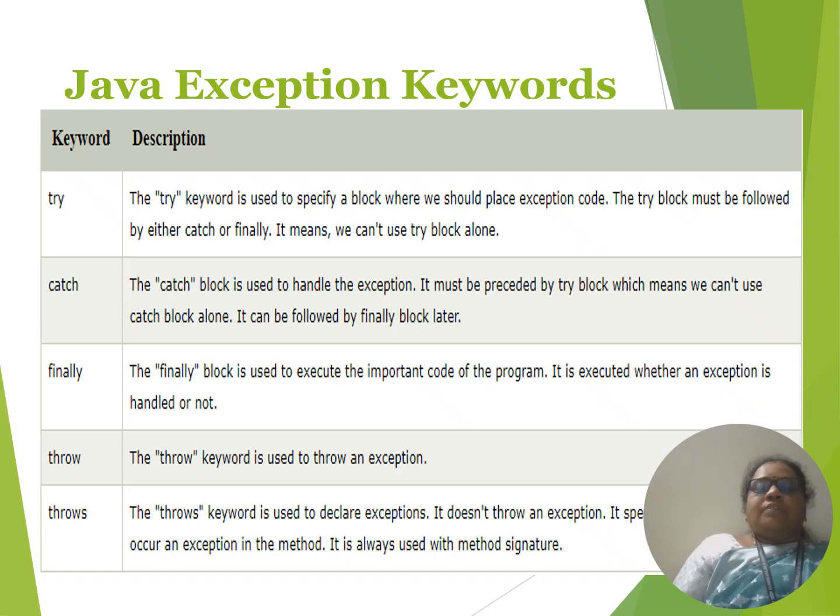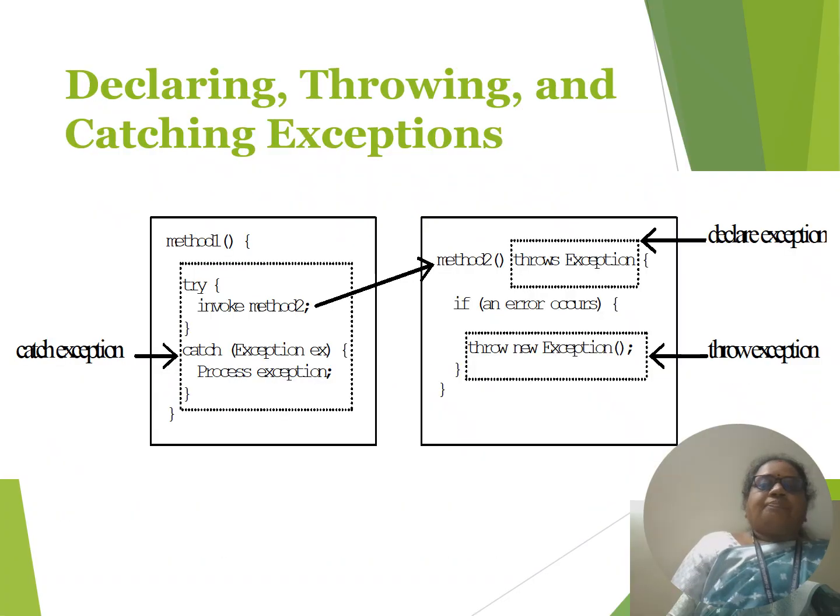Throw. The throw keyword is used to throw an exception. That is, for our checked exceptions, the exception will be given to the throw. So throws: the throws keyword is used to declare the exception. It does not throw an exception. If an exception occurs in the method, it is also used in the method signature.